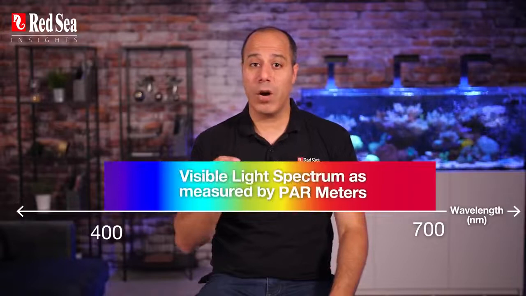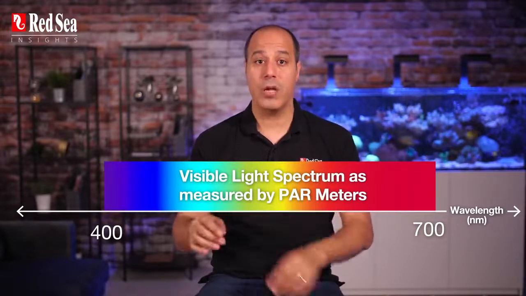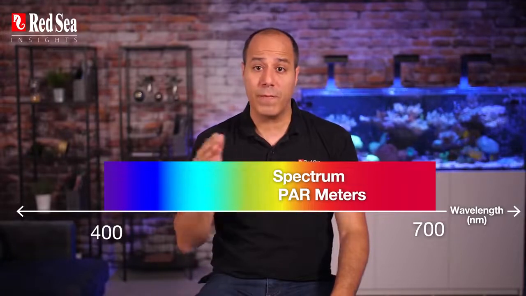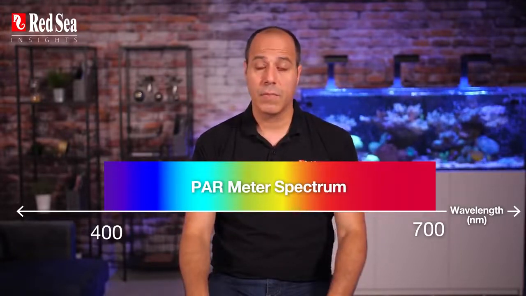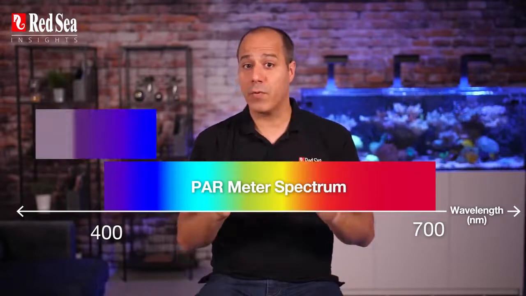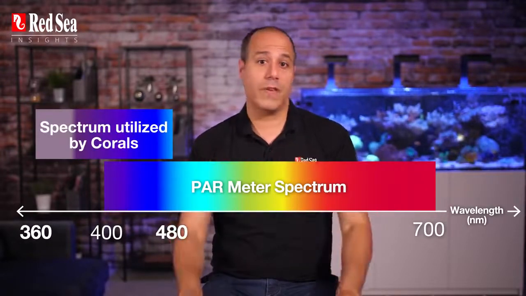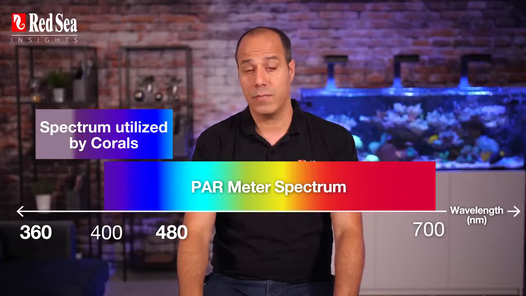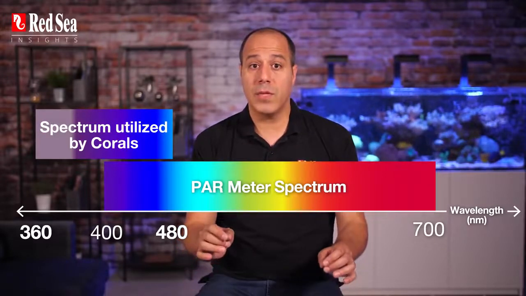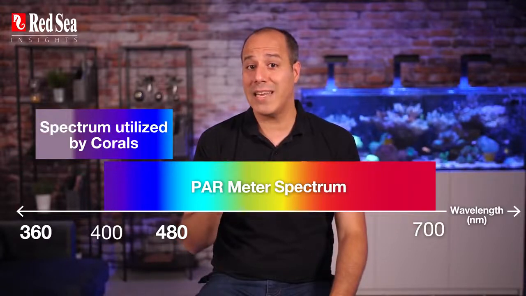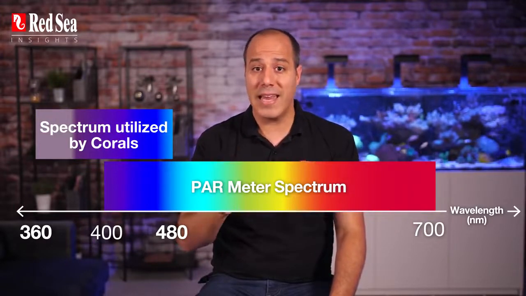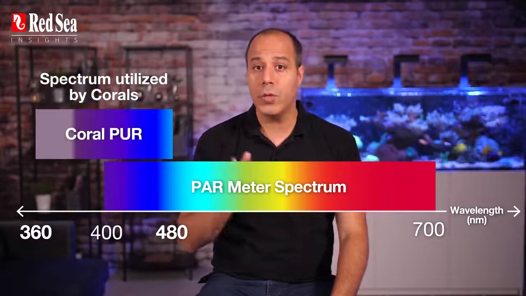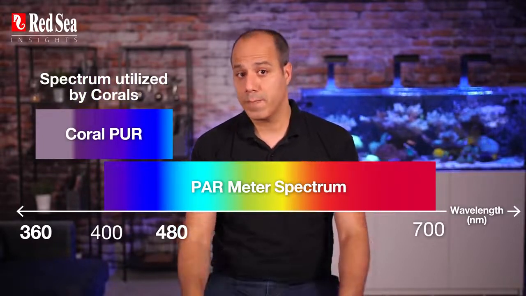The PAR measurement was developed for the terrestrial photobiology research of plants and crops. It represents the intensity of photosynthetic active radiation within the visible light spectrum that spans between 400 to 700 nanometers. But the spectrum that is relevant for the corals starts below the range of the visible light in the UV region and continues into the blue part of the visible light range. This section of the spectrum is between 360 to 480 nanometers and is the photosynthetic utilized radiation, or PUR, that is actually used by the coral.